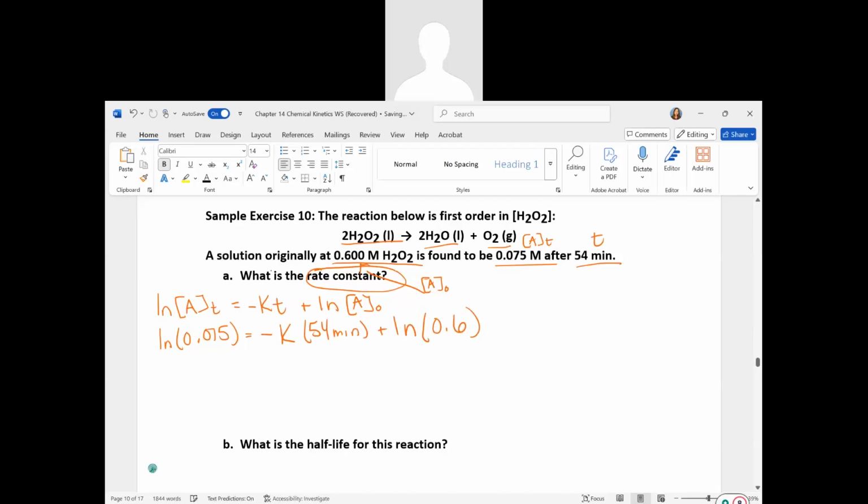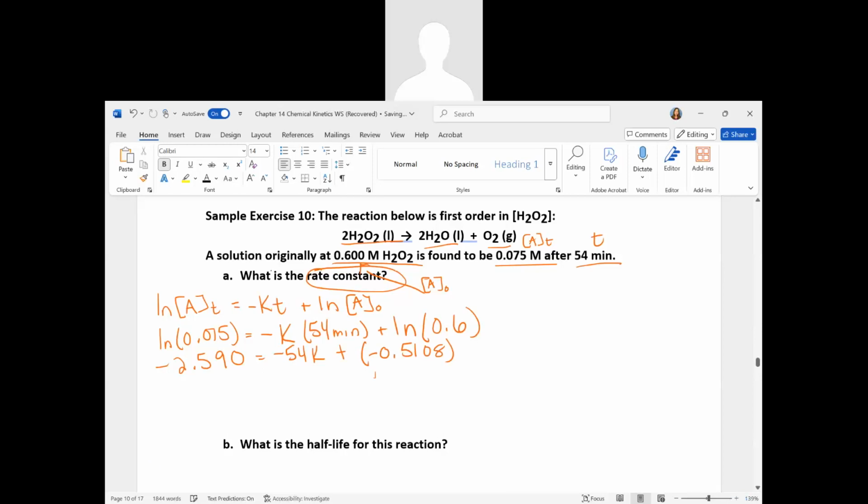So let's write this line down below here. Take the natural log of 0.075, we get negative 2.590. And we can actually combine these here. So that would be negative 54k now. And then plus, we have a negative value that results. The natural log of 0.6 is negative 0.5108.